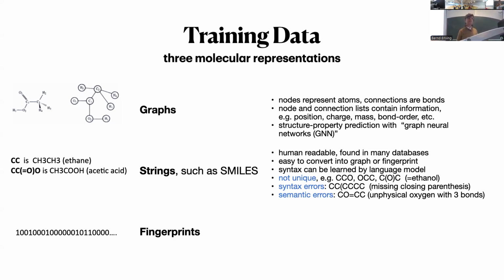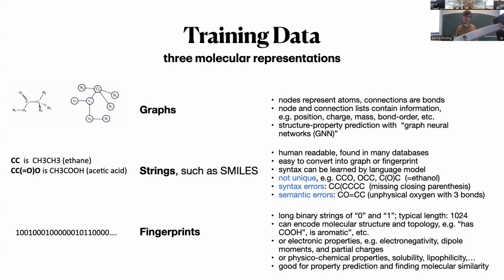And then the third representation is fingerprints. And fingerprints are just binary vectors with zeros and ones. Another question? Yes. Do SMILES account for stereochemistry? Yes, I'll show you an example in a second.